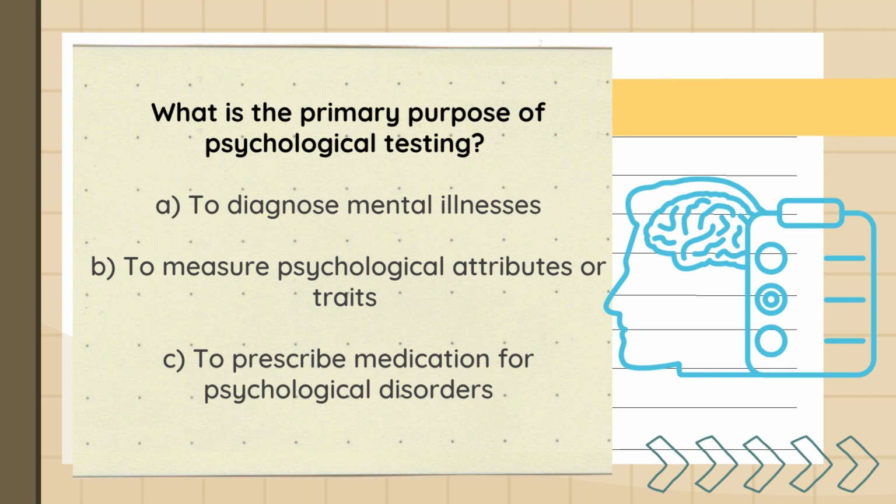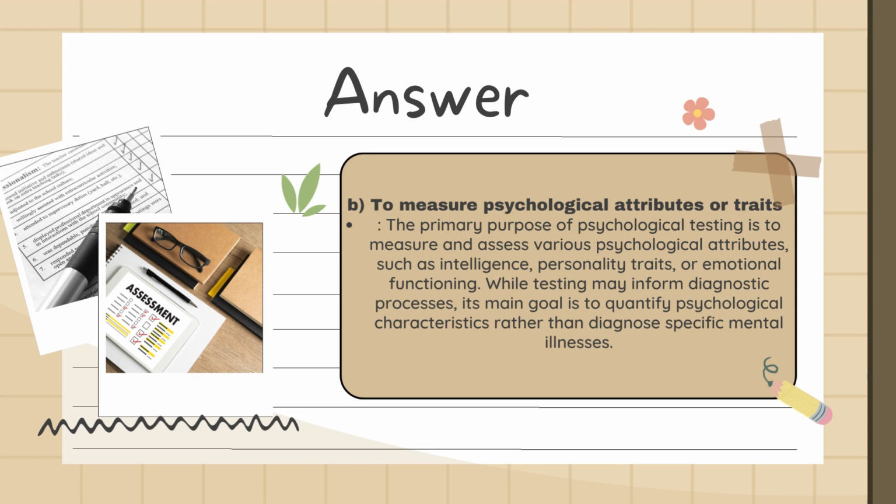What is the primary purpose of psychological testing? A. To diagnose mental illnesses. B. To measure psychological attributes or traits. C. To prescribe medication for psychological disorders. B. To measure psychological attributes or traits.